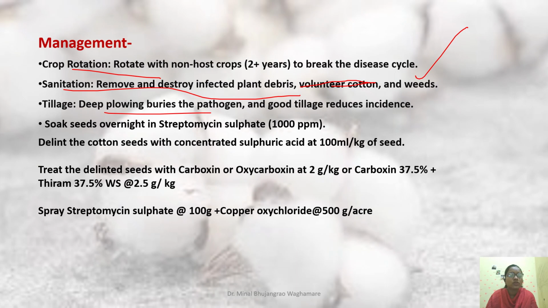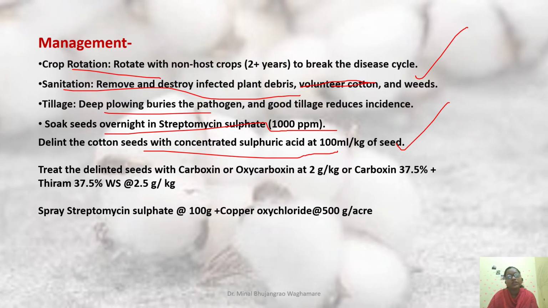As the causal organism is a bacterium, we have to go for an antibiotic, that is, soak the seed overnight in streptomycin sulfate 1000 ppm. Delint the cotton seed with sulfuric acid at 100 ml per kilogram of seed. This is one very important management practice we can follow.